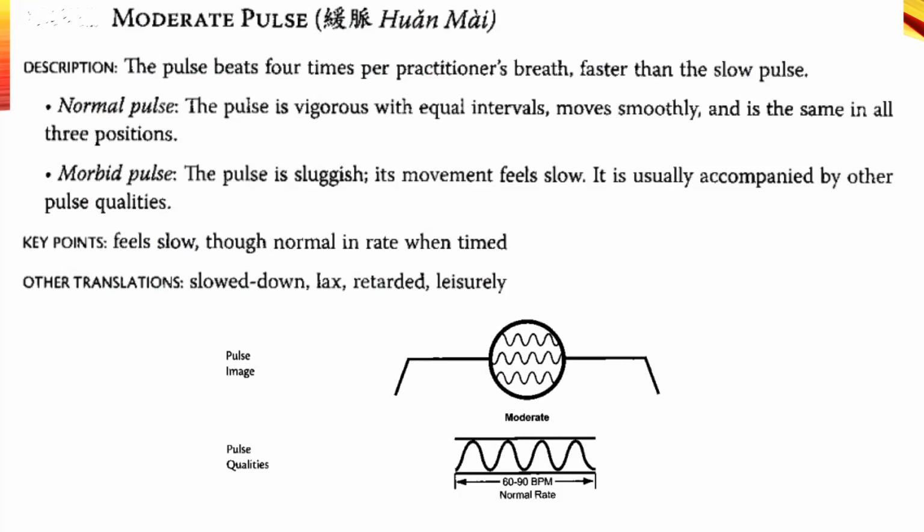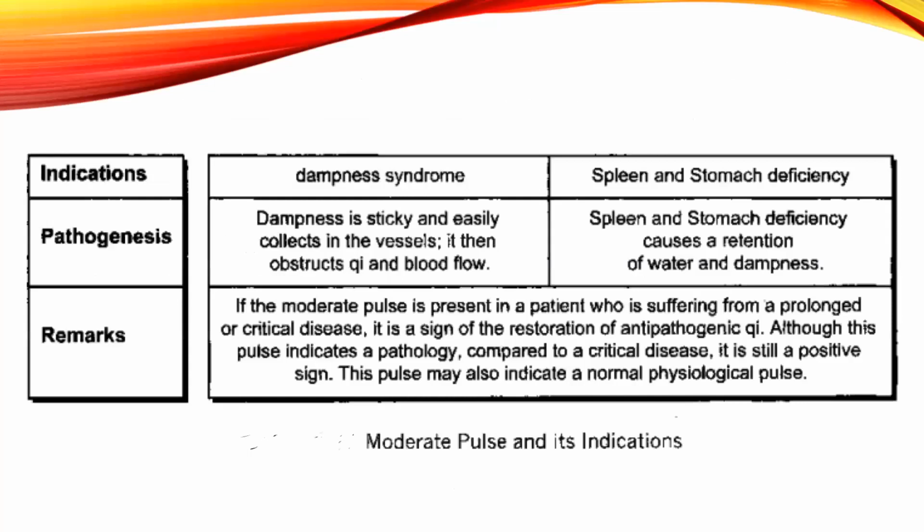So key points, feel slow to normal in rate when time. Other translation is slowed down, lax, retarded, leisurely. Yan po yung pulse image. So pag moderate, yan, nararamdaman mo sa 3 level siya, no? Yung pulse quality. Yan po, 60 to 90 beats per minute. So normal rate yan. Yan po yung image na moderate.